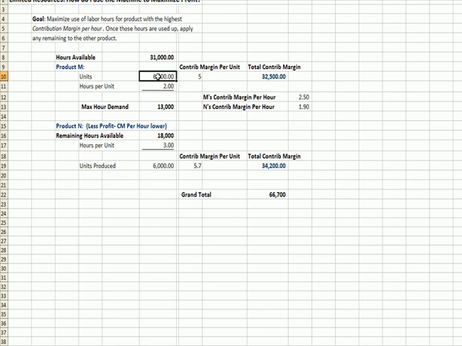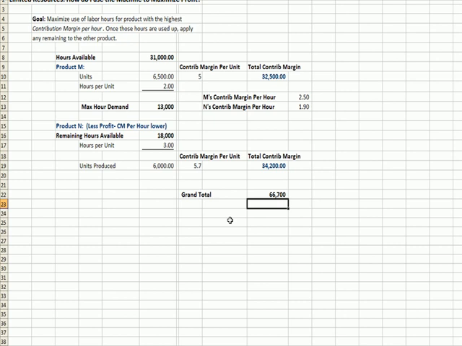So we're going to use 13,000 of 31,000 hours available. We multiply that by 5, the units we produce, times contribution margin per unit, we make 32,500. 31,000 hours less the 13,000 gives us 18,000 hours left to make product N as in Nancy. Divided by 3 hours a unit, we make 6,000 units multiplied by the contribution margin. We get our total contribution margin in dollars. We add those together, we get our total contribution margin.